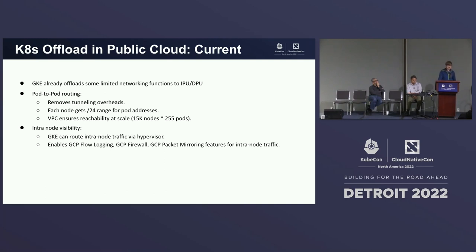For intra-node visibility, in GKE, we have this feature where we can punt the traffic, even the traffic between pods. We could configure to punt the traffic to go through the hypervisor. It's not a Kubernetes feature per se, but in terms of observability, you can effectively get the observability features that you get in VPC. You can essentially get visibility now into what happens between your pods, even if they're running on the same node.